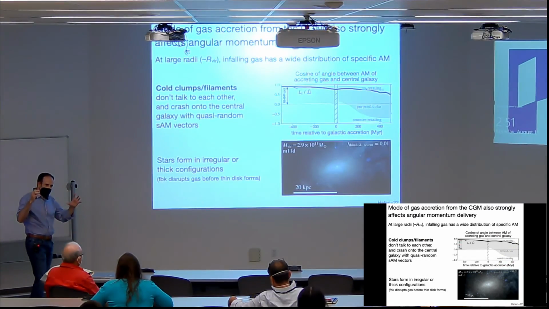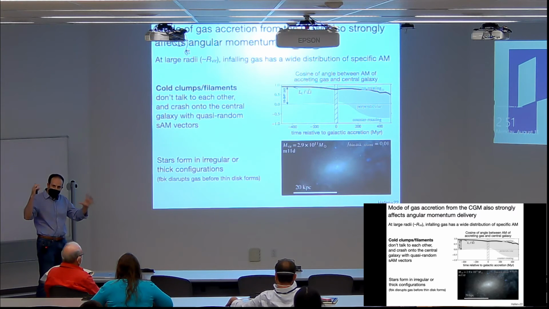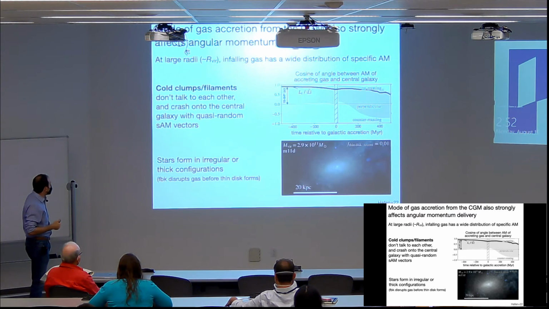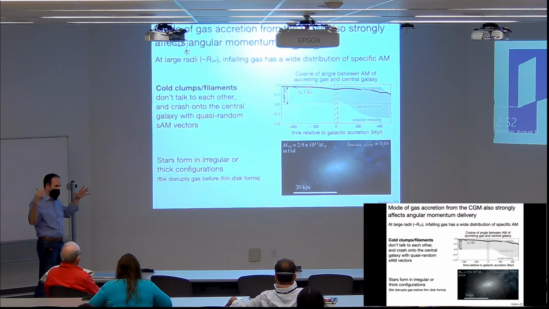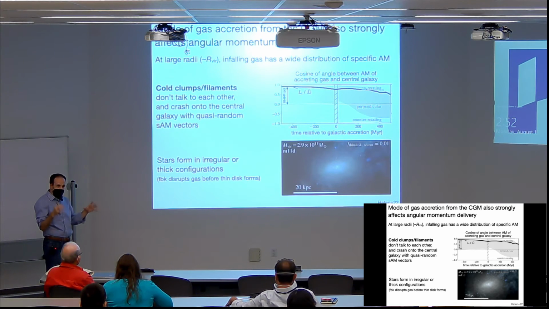Okay, so far I've talked to you about this pressure fluctuation effect. There is another effect that we have identified with respect to CGM physics that appears to play a role in the formation of thin disk galaxies. And this is the fact that the way that the gas accretes through the CGM and onto the central galaxy has a big effect on how angular momentum is delivered to the central parts of the halo.